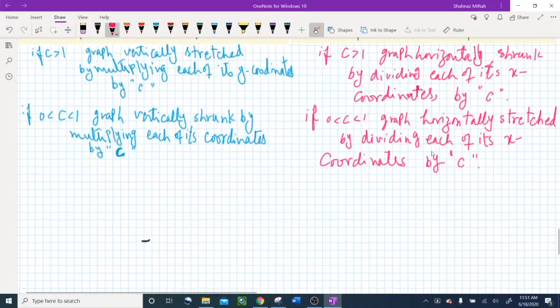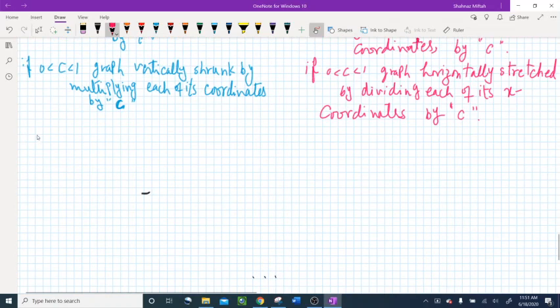Let me give you one equation, a sequence of several transformations. My original function is f of x equals x squared. That's the original. Now I have a transformation of this x squared, and it should be g of x.